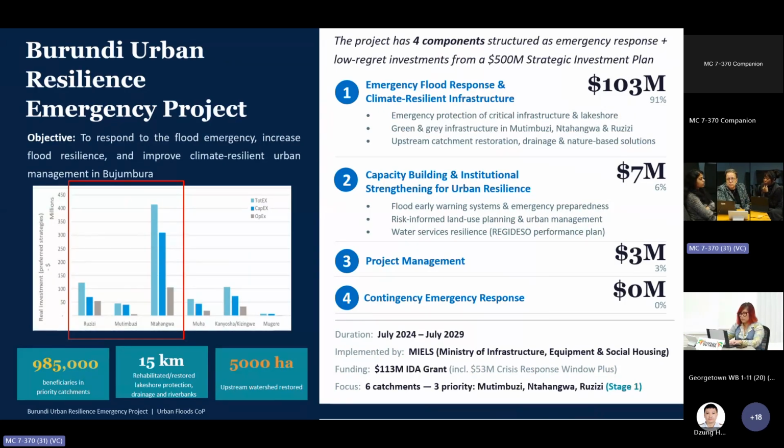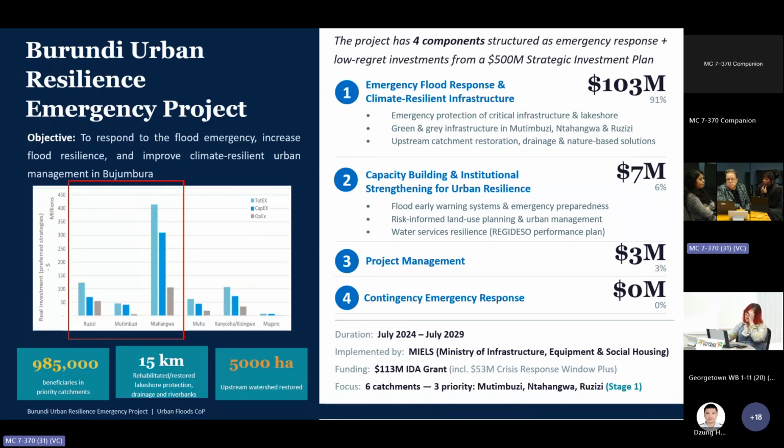So what this project actually delivers is the first tranche of that pipeline. Under component 1, which is the emergency flood response and climate resilient infrastructure, which represents 91% of the financing, approximately 83 million will finance resilient infrastructure and low regret measures, and 20 million in terms of emergency response work and protection of critical infrastructure.